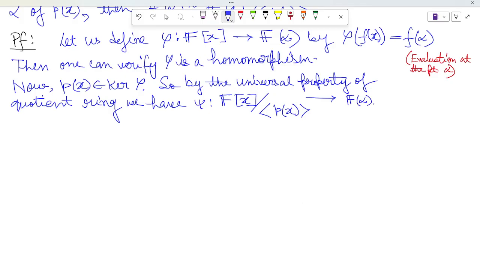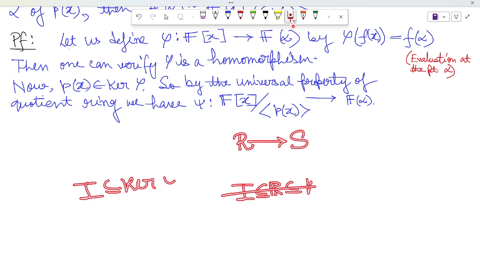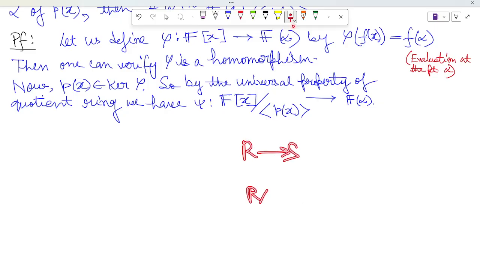What does the universal property say? If phi from R to S is a ring homomorphism, and i is an inclusion map, and I is an ideal such that I is contained in the kernel of the homomorphism phi, then there is a map from R mod I to S such that the diagram is commutative.